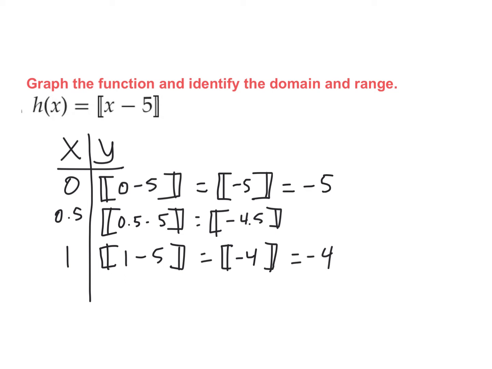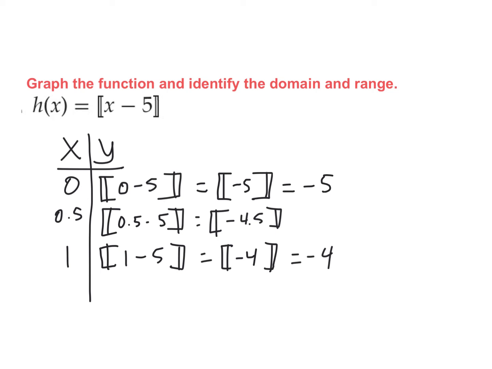Now, the greatest integer function takes whatever number's inside of there, if it's not equal to an integer, and moves it down to the next lowest integer. What is the next lowest integer to negative 4.5? Raise your hand when you know. The next lowest integer from negative 4.5, or before negative 4.5.